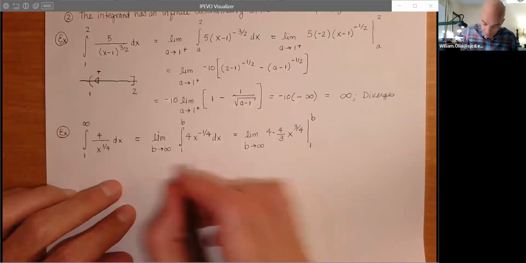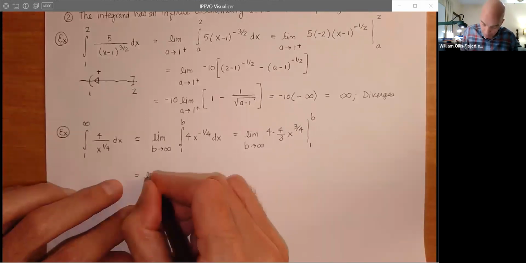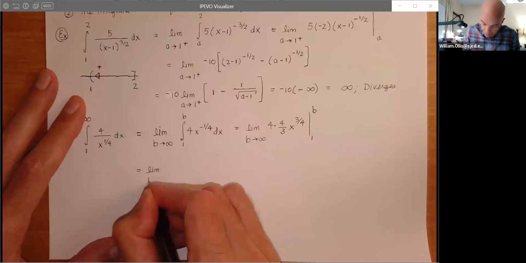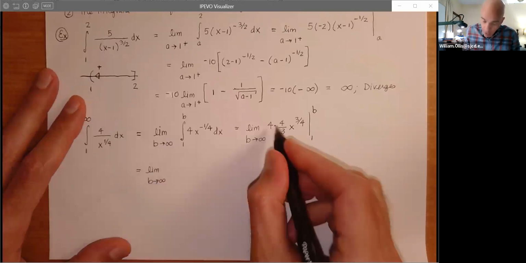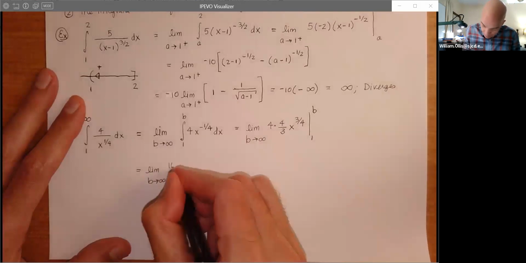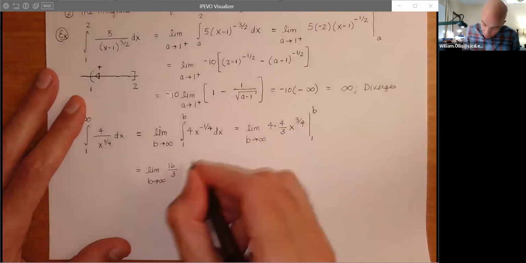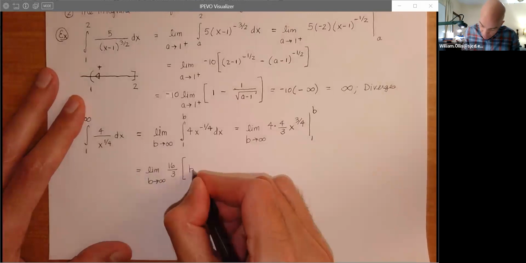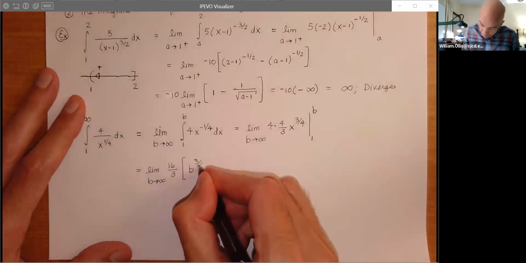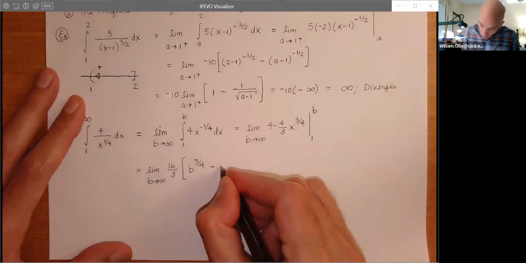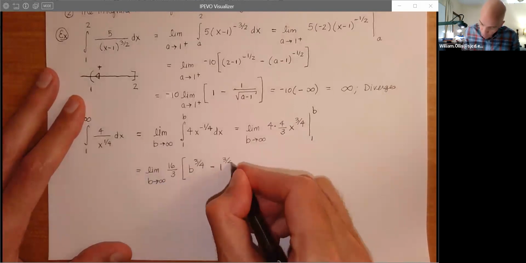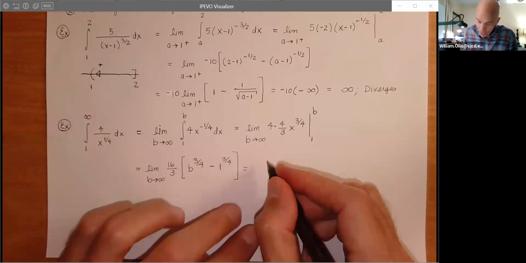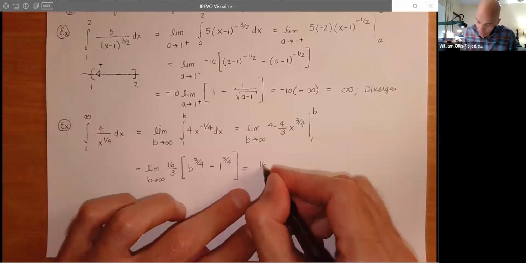So now we have the limit as B approaches infinity, and we've got 16 over 3. And then we basically can apply the fundamental theorem of calculus, replace x with B. We have B to the 3/4, and then 1 to the 3/4. I'm doing more steps here than I normally do, just to make the process a little bit easier for you. So again, the 16 over 3 can come out.